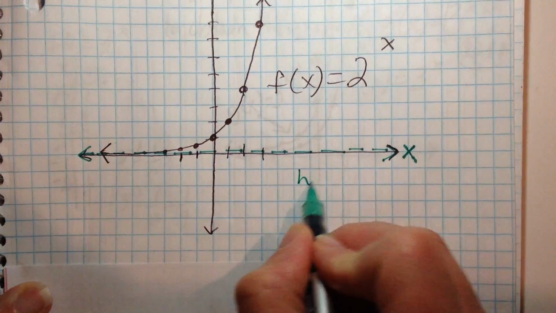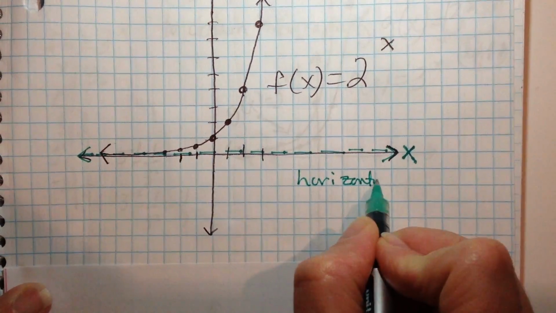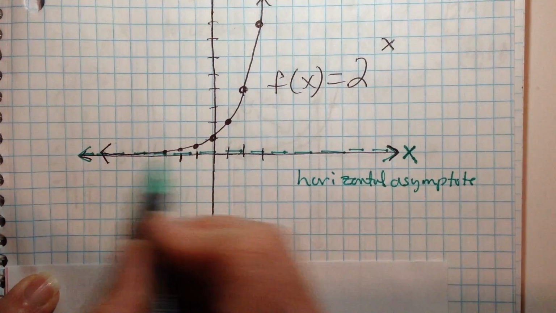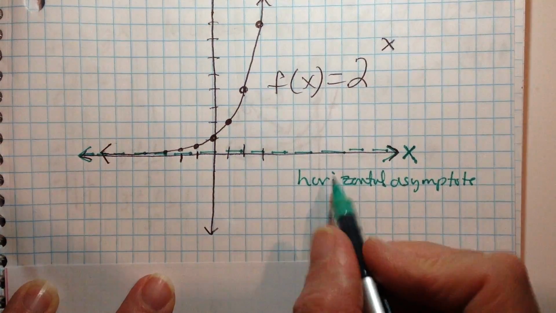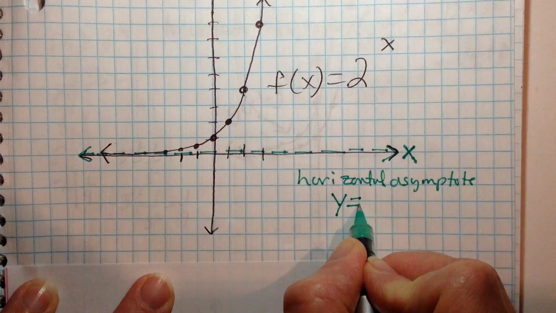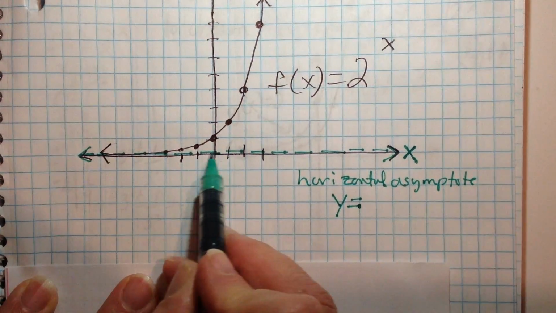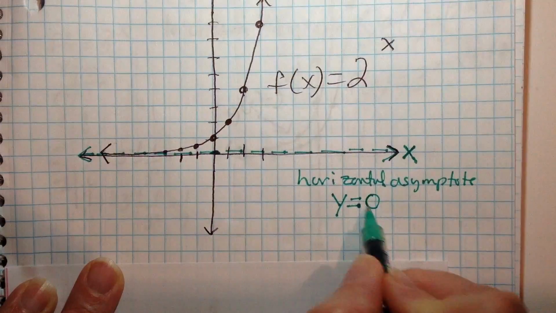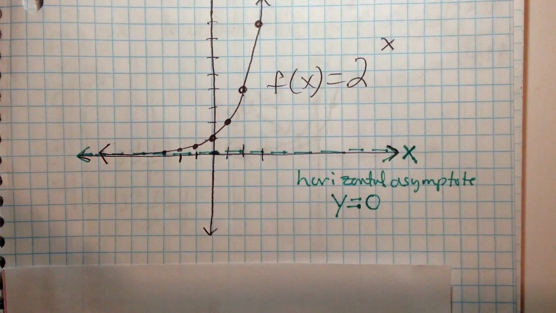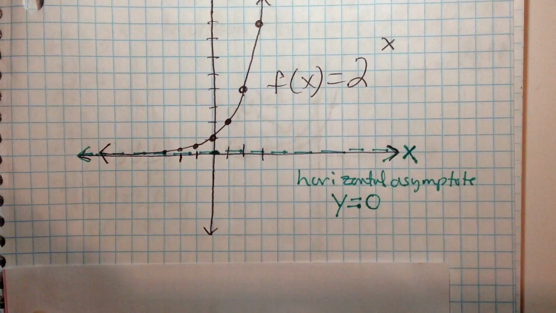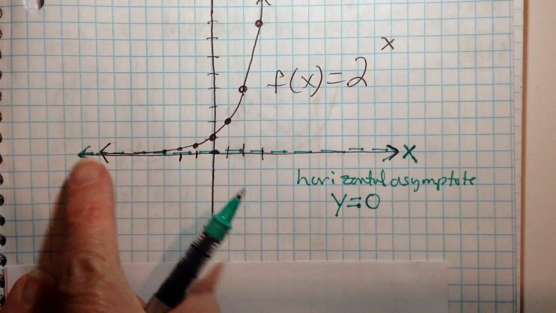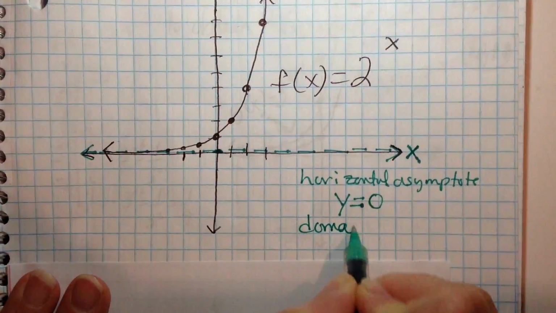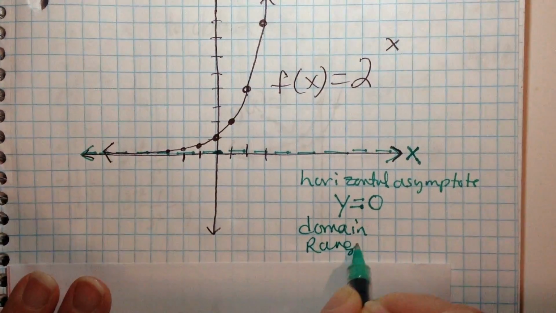Okay? So if you are asked to tell the horizontal asymptote of this problem, it is a horizontal line. Every horizontal line you name with just y equals a number because it's touching the y-axis here. So the name of this horizontal asymptote would be y equals 0. So when you're asked to find the horizontal asymptote of an exponential graph, this particular one was y equals 0. You're also asked to tell the domain and the range of this function.